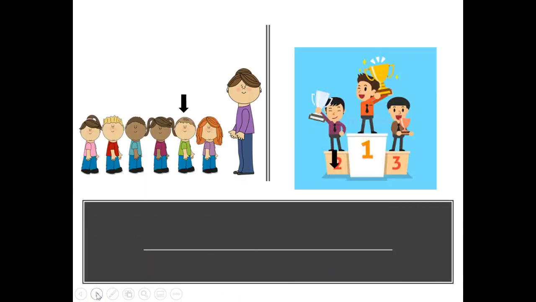First pair of pictures, what do you notice or see? I notice that this picture is pointing to the second person in line. I notice that this picture has an arrow pointing to the second person who got second place. So how are these pictures the same or similar? They both show second place. So let's see what the word is.